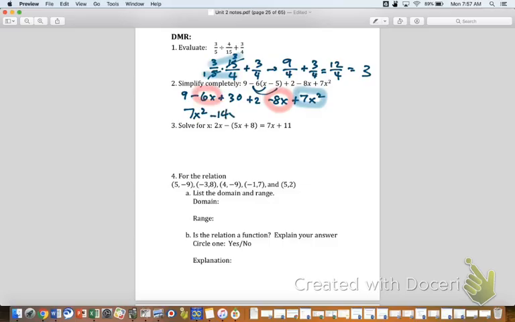-14x. Awesome. And then, would it be fair to say that the remaining terms are all like terms, the 9, the 30, and the 2? Yeah. When you add those up, you should get 41. So there's your final value, your final expression there. Any questions on 2?